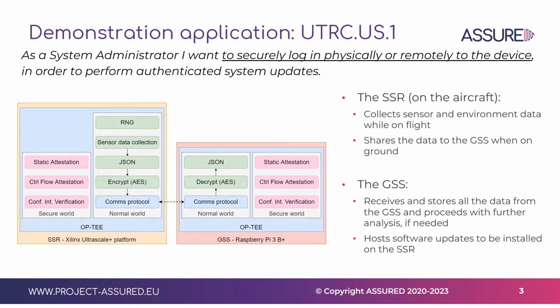In the image on the left, you can see how the setup would look. We will use a Xilinx UltraScale platform for the SSR and a Raspberry Pi 3 for the ground station server. The elements represented in pink are the ones provided by the Azure framework, while the green ones are the binaries being executed on the devices. To ensure further security, we will use the OP-TEE on both devices.